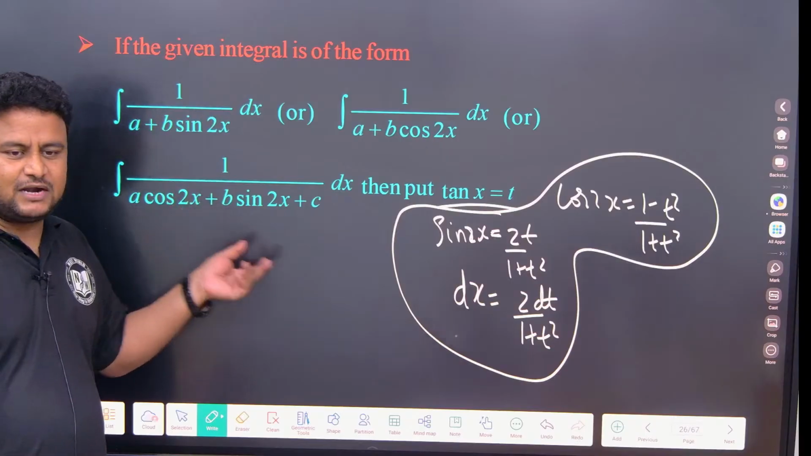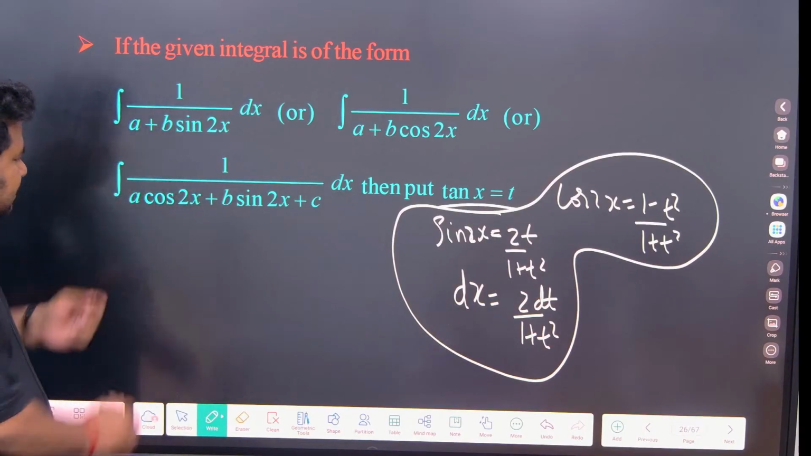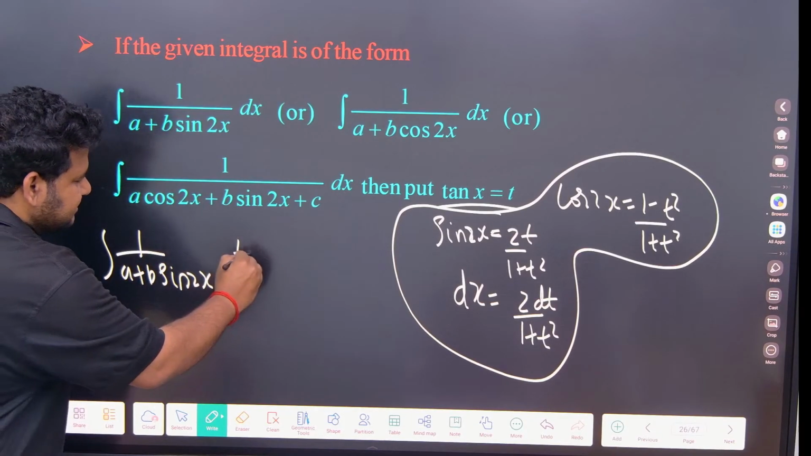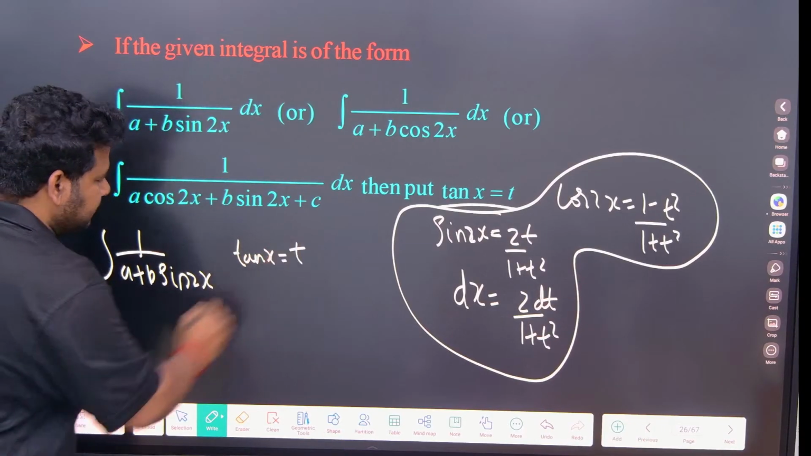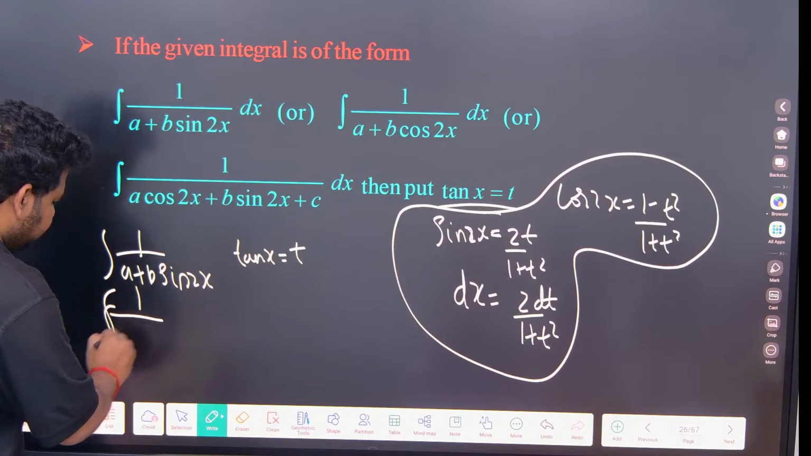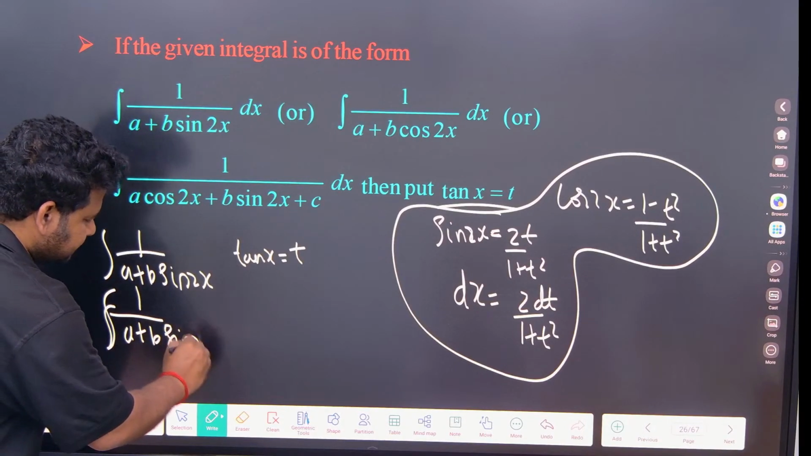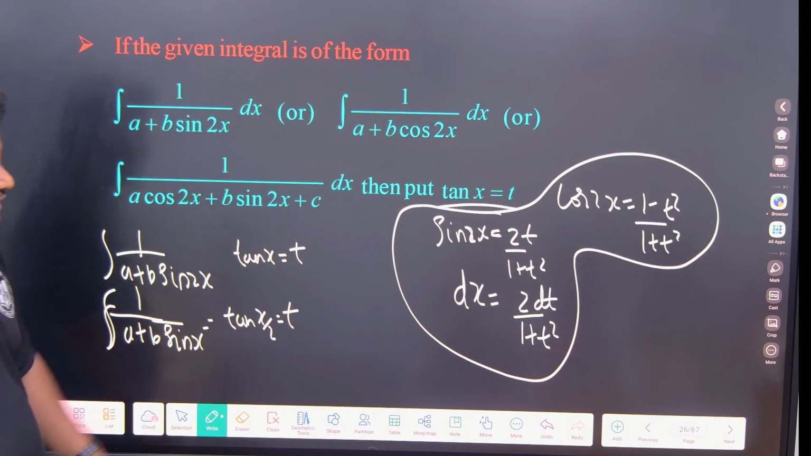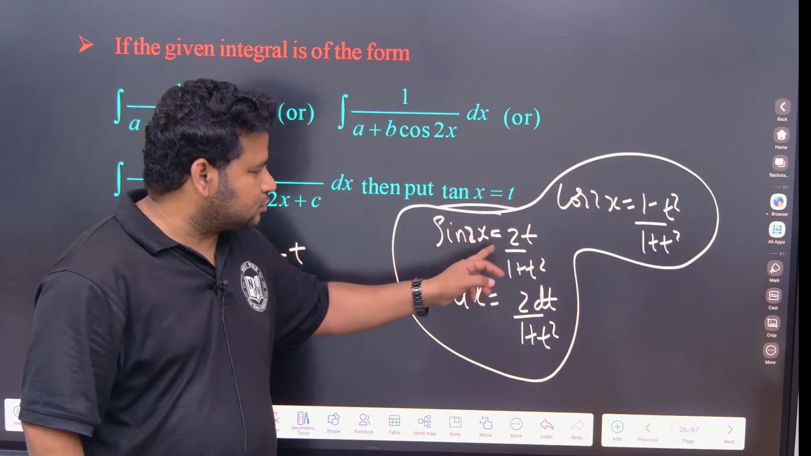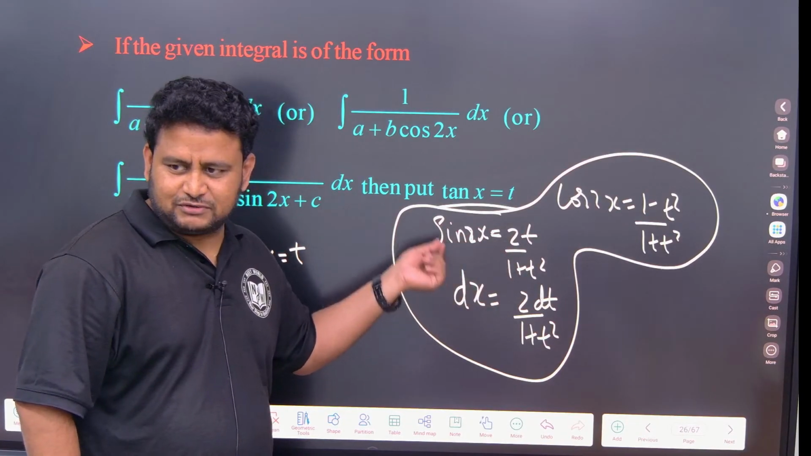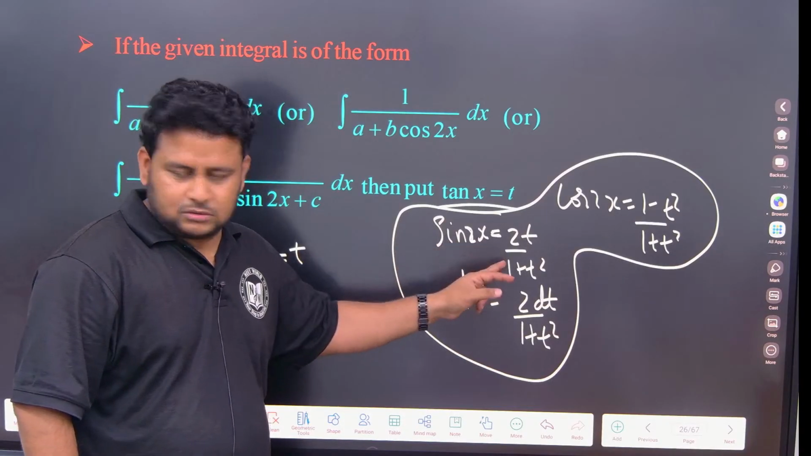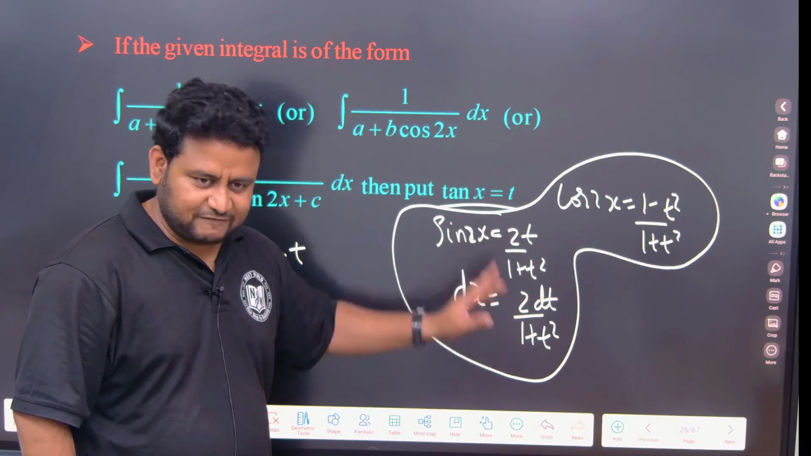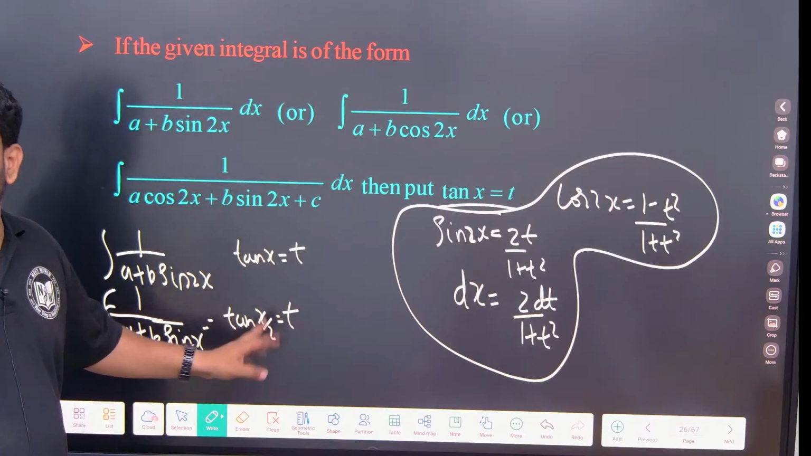So if they give a double angle formula, that means if they have given integral of 1 by a plus b sin 2x, here you take tan x is equal to t. If instead of sin 2x they give sin x, take tan x by 2 is equal to t. Then sin x is equal to 2t by 1 plus t square, cos x is equal to 1 minus t square by 1 plus t square, dx is equal to 2 dt by 1 plus t square. Everything will remain the same, but you have to take tan x by 2 is equal to t.